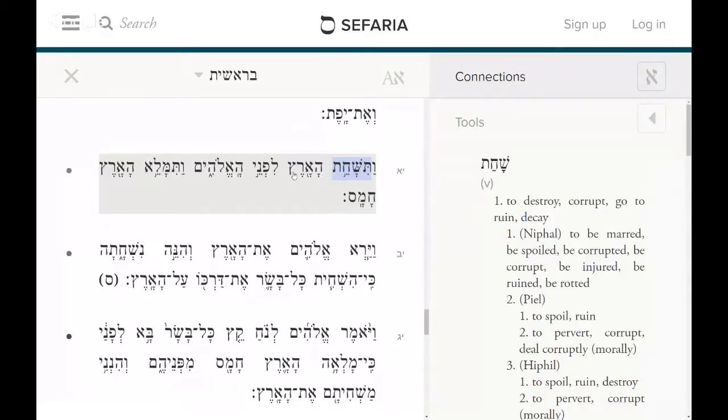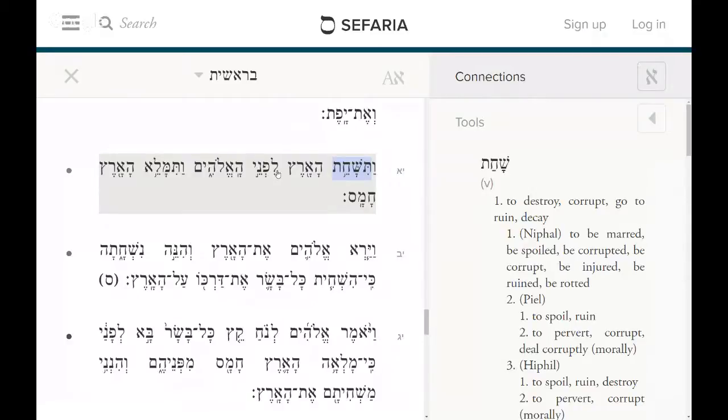And then haaretz is the subject. Eretz means land, and then when you put the definite article ha in front of it, it means the land, and what happens is this vowel gets lengthened to an ah with this particular noun. So the land became spoiled, or the earth. You could translate this also as earth.